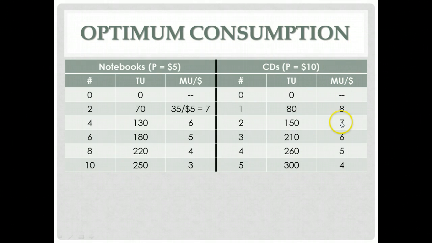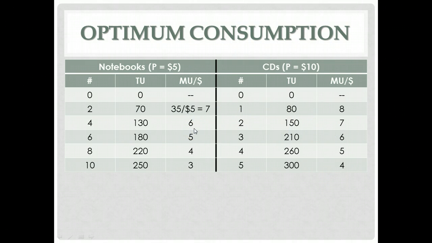The second CD gives me 7 utils per dollar spent, and the notebooks give me 7 utils per dollar spent. Because they're equal, I say I'm indifferent between the 2, so I will be happy to purchase both a second CD and 2 notebooks. And then I go on down from there. I say, all right, well, the next set of notebooks gives me 6 utils per dollar spent, and CDs give me 6 utils per dollar spent. I'm indifferent between the 2, so I'll go ahead and buy 3 CDs and 4 notebooks.